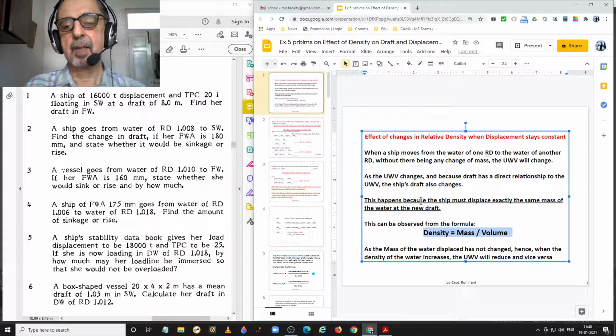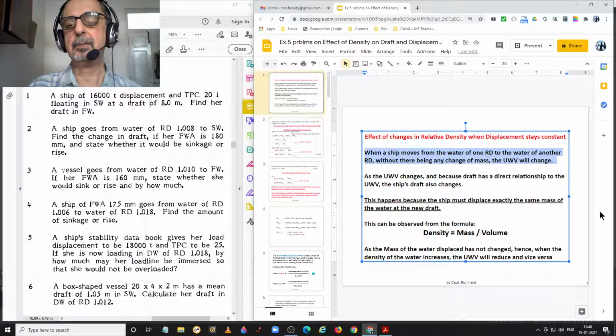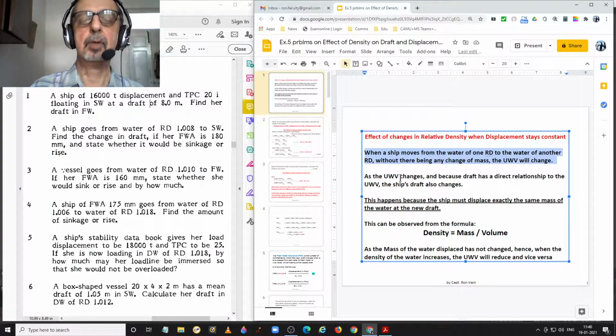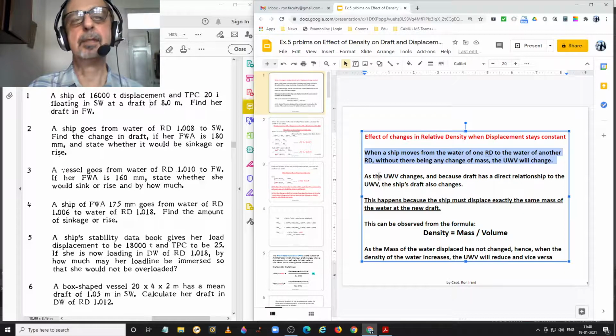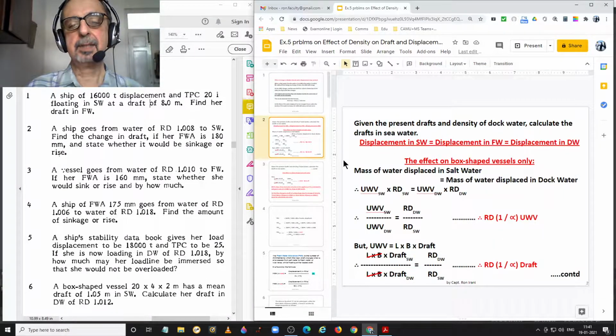Thus, when a ship moves from the water of one relative density to the water of another relative density, without there being any change of mass, the underwater volume will change. And as the underwater volume changes, and because draft has a direct relationship with the underwater volume, the ship's draft also changes. Going on to the next slide.